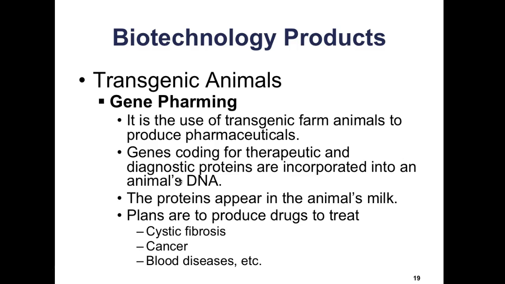Transgenic animals are also used in a thing called gene farming. It is the use of transgenic farm animals to produce pharmaceuticals. Genes coding for therapeutic and diagnostic proteins are incorporated into animals' DNA. The proteins appear in the animal's milk. Plans are to produce drugs to treat cystic fibrosis, cancer, blood diseases, etc.